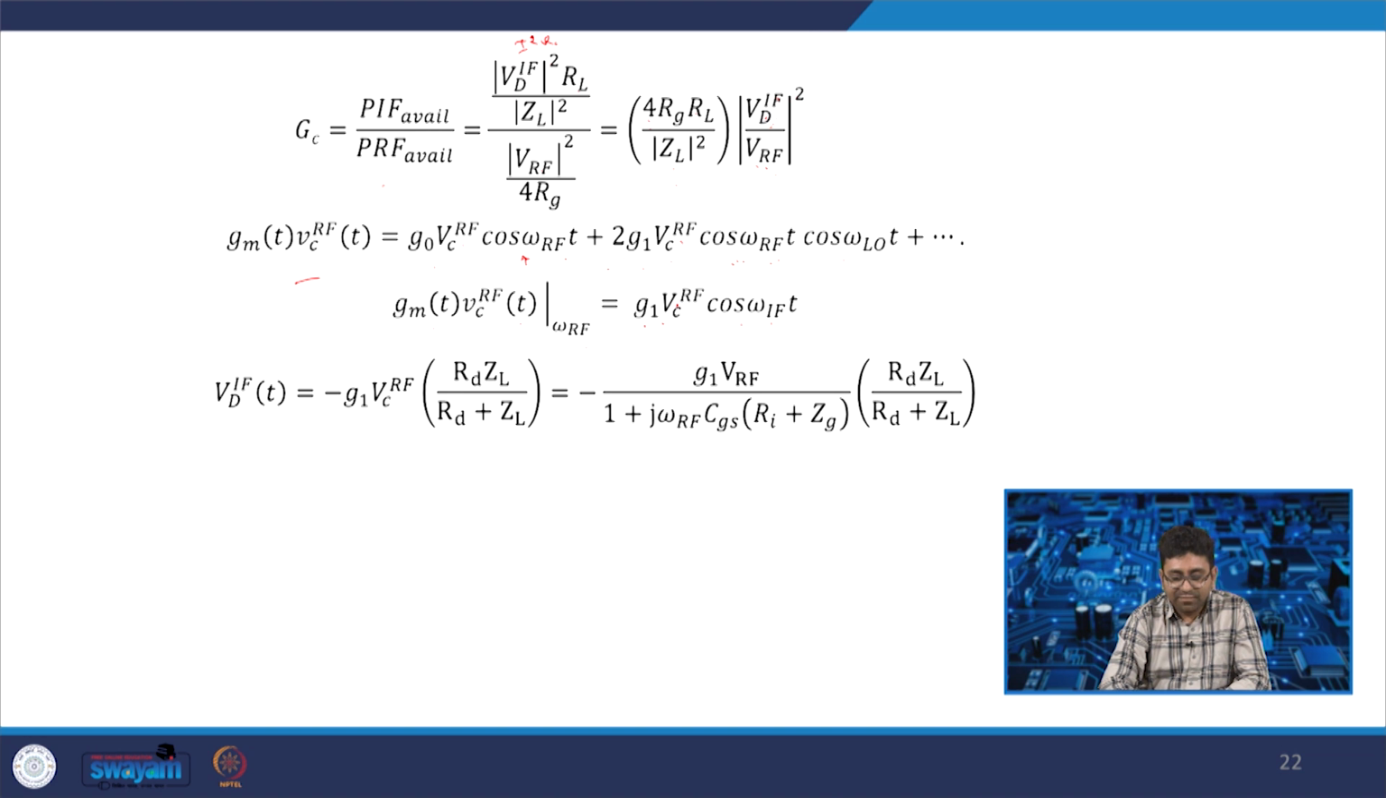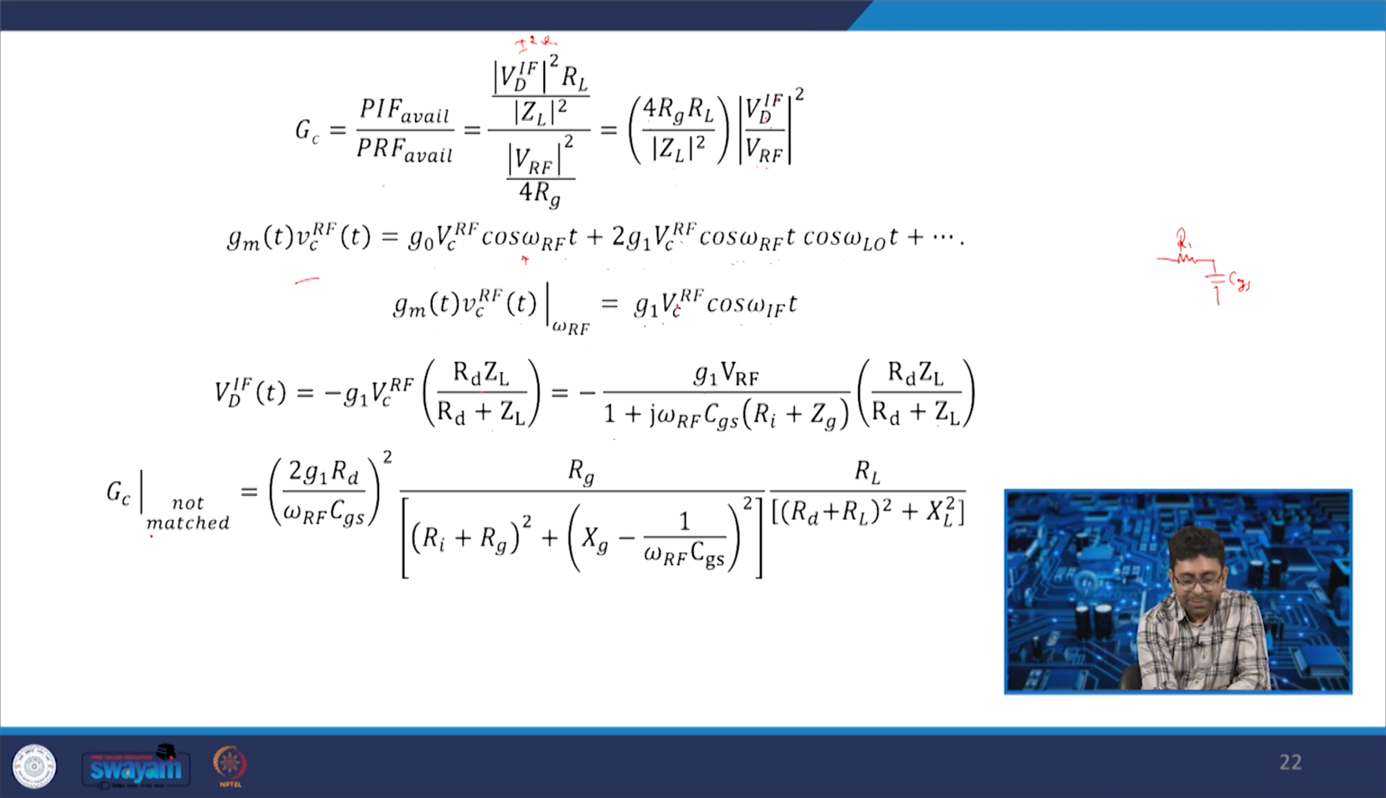Now what is the VDIF? Your VDIF is G1 into VC RF and then RD ZL by RD plus ZL, because there are two resistances. We are considering the output across both, so the total resistance is a combination of this parallel resistor. And your VC RF is given at the capacitor, so it is forming an RC low pass behavior like this. This is CGS and this is RI. That is why we are writing G1 VRF by 1 plus j omega RF CGS RI plus ZG into RD ZL by RD plus ZL.